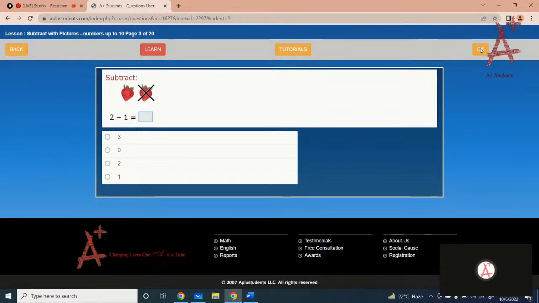Okay, now you are given 2 of the strawberries. One of them is crossed out. You need to count how many strawberries you are left with. So when you start with 2 and take away 1, you are left with... You can write the answer in the chat box if you want to communicate. So 2 subtract 1 is, very good Buffer, it's 1. Select the correct option and click on the OK button.